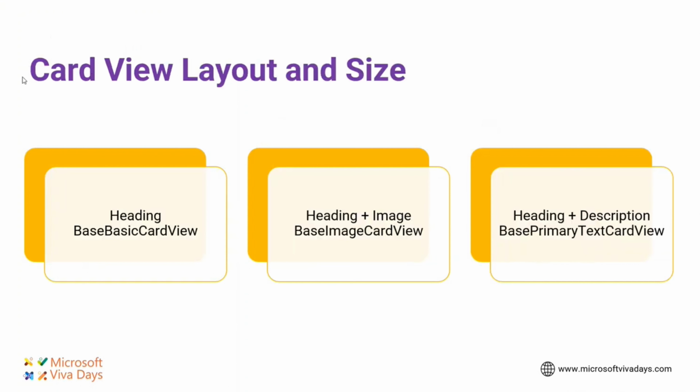There are three kinds of card view layout and size. One is just the heading. Then there is heading plus image, and then heading plus description. As we said, the card view layout can display very limited information, so depending on our requirement and the card we want to build, we can use these three different templates. Depending on the template we select, it allows us to set the particular placeholders in the card view. And these are the base card classes through which the card view would be extended.